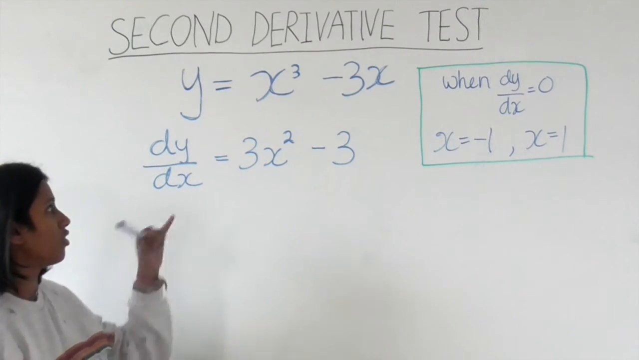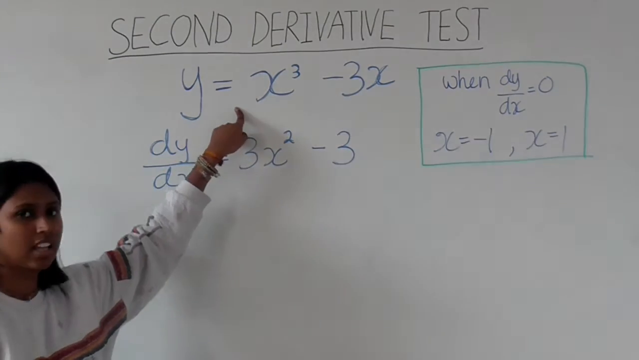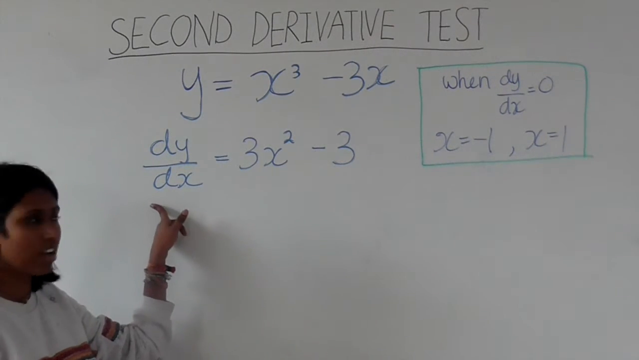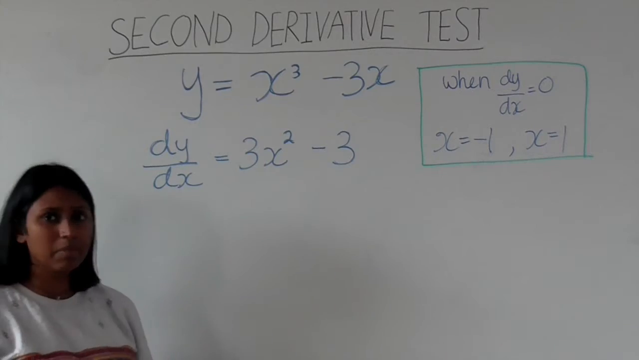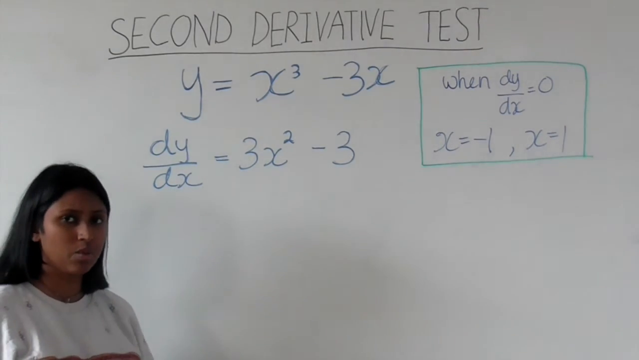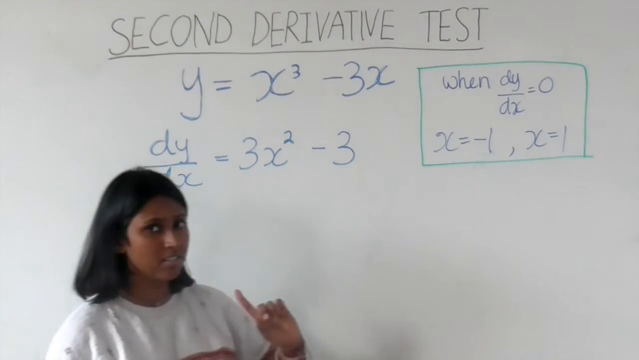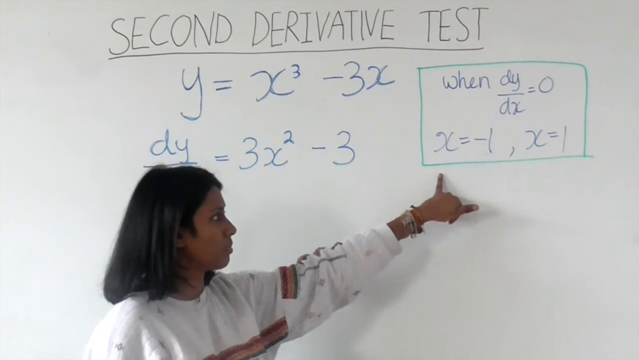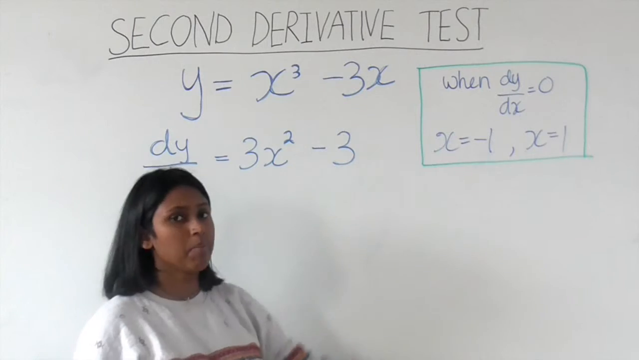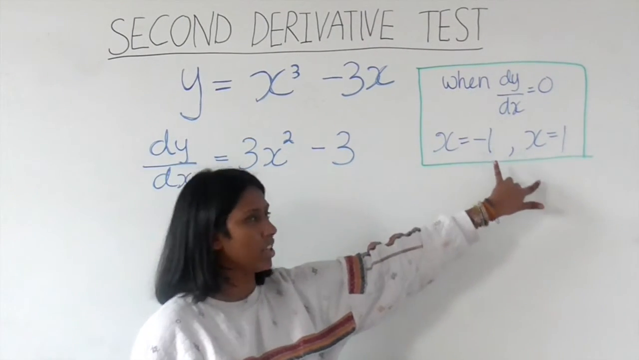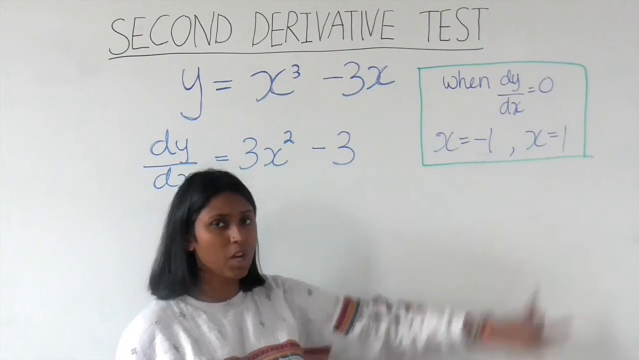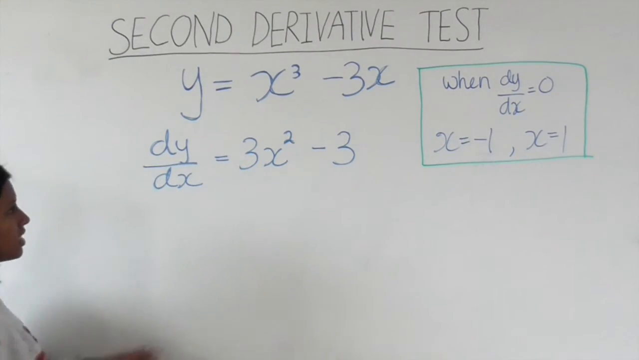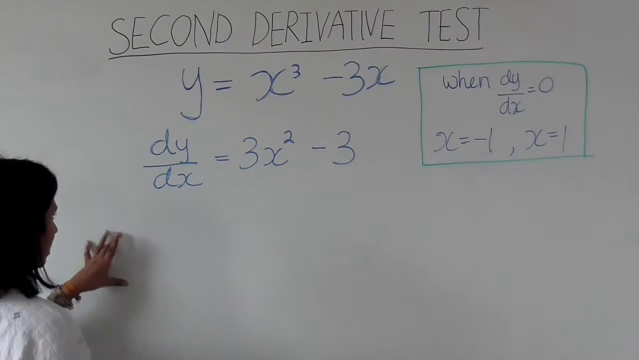So we had our original function, which was y equals x cubed minus 3x, and then we differentiated it to get this function. And to find minimum and maximum points, we know we have to equate it to 0, which we did previously, and found that the x coordinates will be x equals minus 1 and x equals 1. But here we still don't know at which point is it a minimum or a maximum. So to do that, we do this second derivative test, where you basically differentiate this equation again.